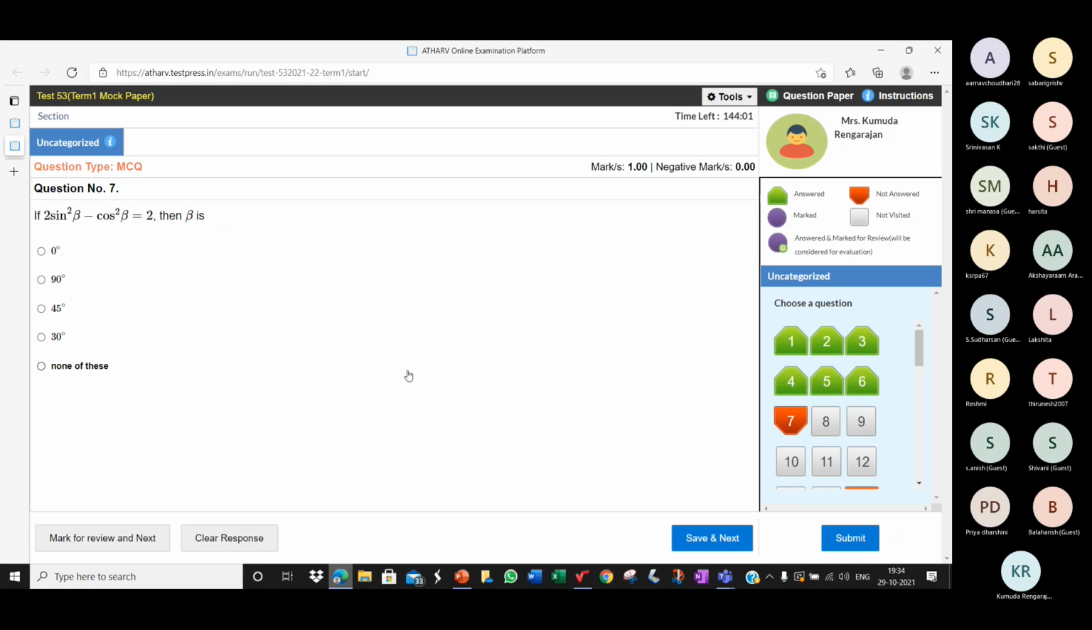Then minus cos square beta is equal to 2 cos square beta. Then 2 cos square beta plus cos square beta is equal to 0. Very good. Then cos square beta is equal to 0, which means cos beta is 0, and from the table we know that beta is 90 degrees. Yes, ma'am. Very good. Correct, Arnav.